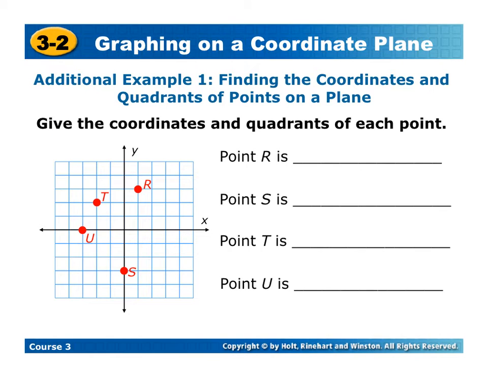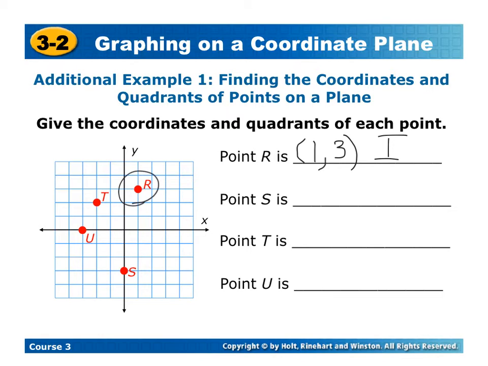So here we have some points that are graphed, and we want to give the coordinates and the quadrant for each point. Let's start with point R, which is right here. Remember, we're going to move left or right first, so it's positive 1. I'm always going to use my parentheses because that's what indicates an ordered pair. It's a positive 1, and then from there we're up 1, 2, 3. So the ordered pair would be 1, 3, and this is in quadrant number 1.